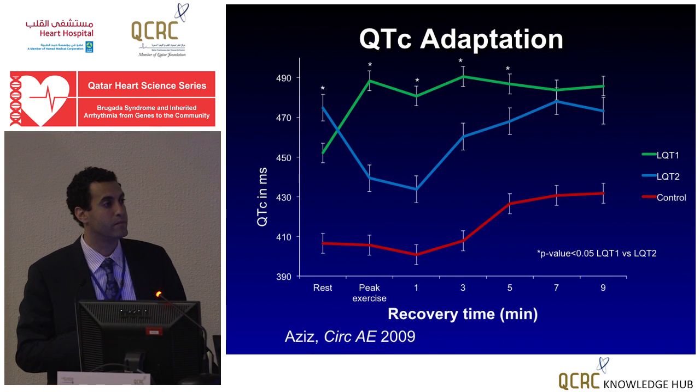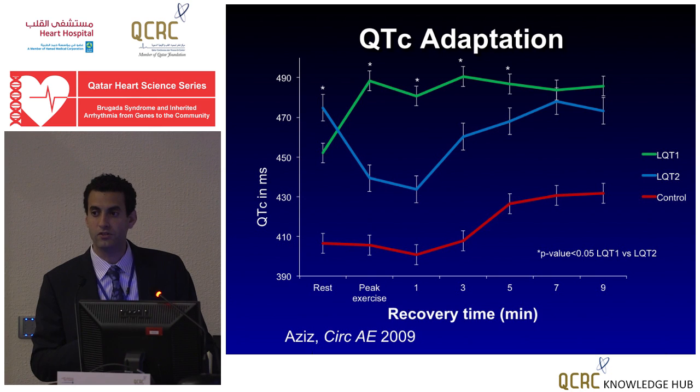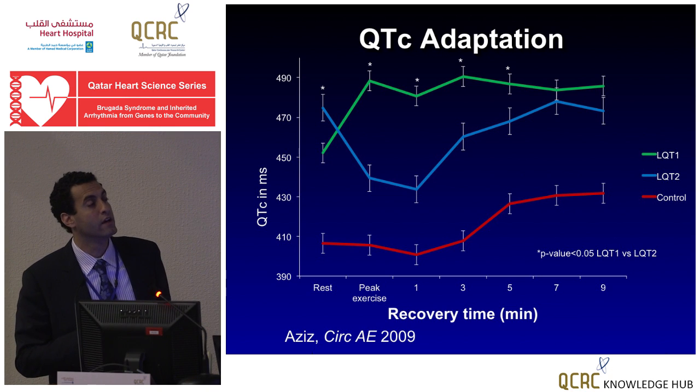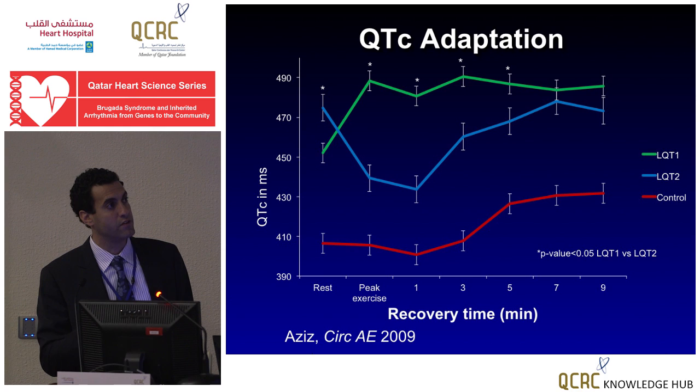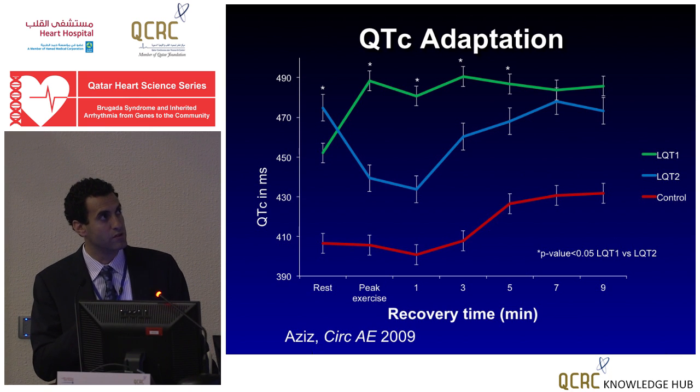This is a paper we did during my fellowship where we looked at QTC adaptation in the exercise phase. So what we did is we exercised pediatric patients and looked at their recovery QTC values. At rest, the QTC values for long QT1 in the green, long QT2 in the blue, and a control population are seen here. Obviously, the long QT1s and 2s have a much higher QTC interval than the control patients do.